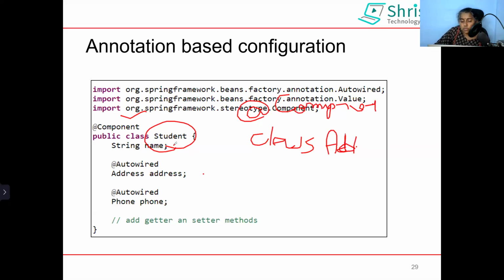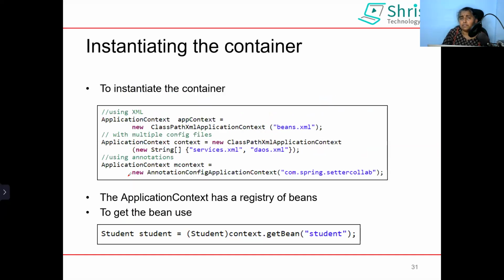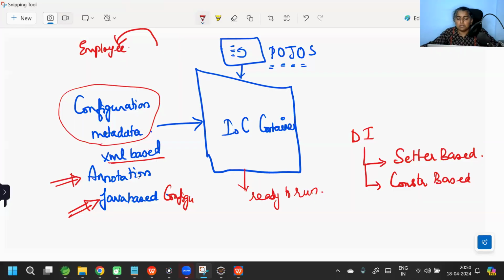Now, student depends on address, so we have used one other annotation called @Autowired. Okay, so these are all the basic concepts that we need. Now, what is the next step? This Java-based configuration we will deal with later. Now we have to create the IOC container. Now let me go back to this one.